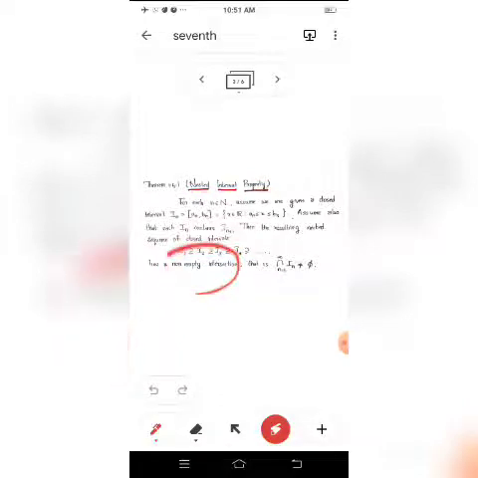This is the important point: non-empty intersection. So if we take a nested sequence of closed intervals, we get a non-empty intersection. We can find infinitely many intervals, and the intersection of these closed intervals is not equal to the null set. So there exists at least one element in this nested sequence of intervals.